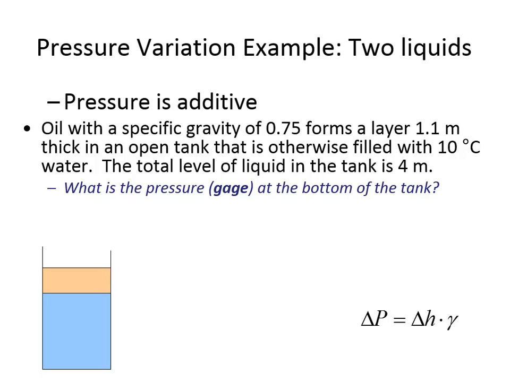Well, even if you're going down through 2 different fluids, pressure is additive. It's just that we have to consider that accumulating pressure in steps. So let's say that we've got a tank of 2 different liquids. There's water and oil. And because the oil is less dense than water, it's floating on top. In this illustration, it says in the problem statement that the specific gravity of the oil is 0.75.